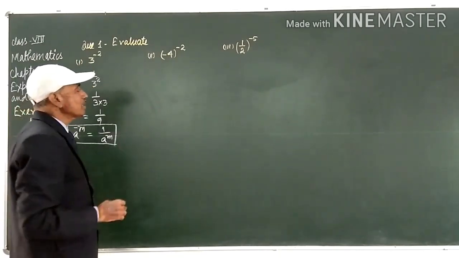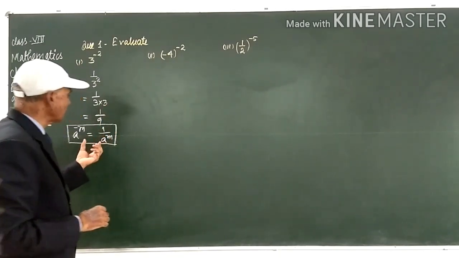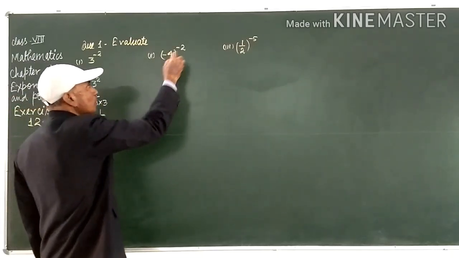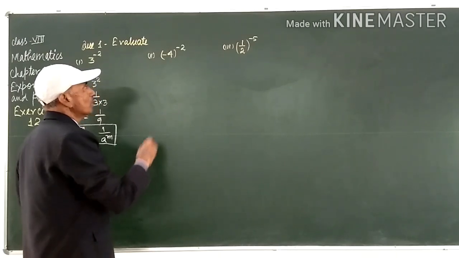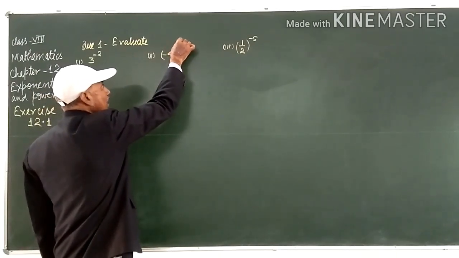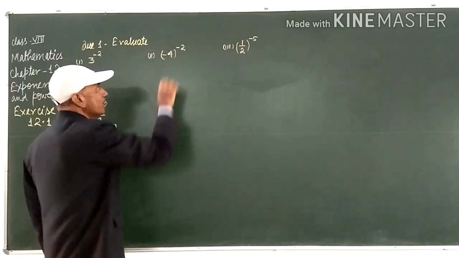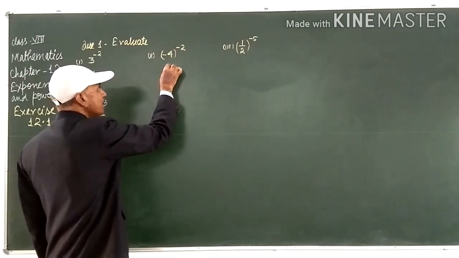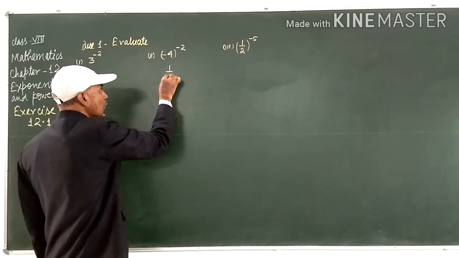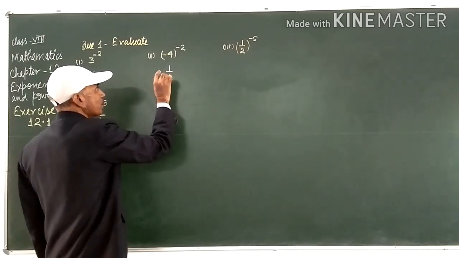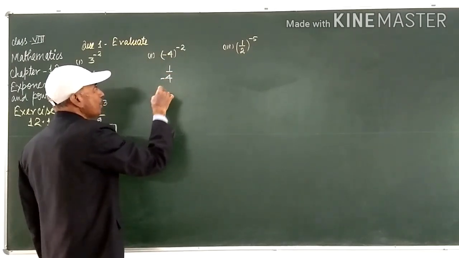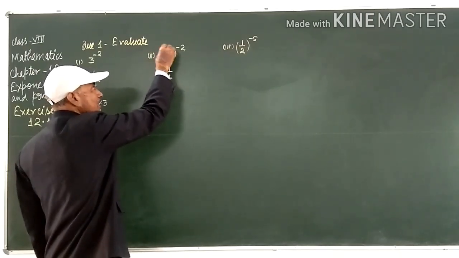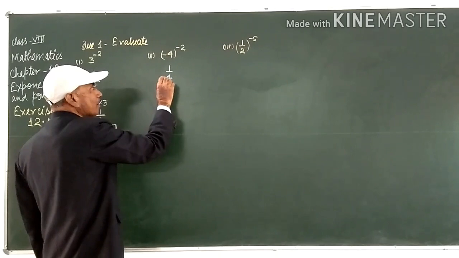So the second one is, students, in this also we have to use this rule. This one is minus 4 to the power minus 2. The power is negative, that is minus 2, the exponent is negative here. So we will write it 1 by minus 4, students. Remember this minus, because this is the base, that is minus 4, it will not be changed.